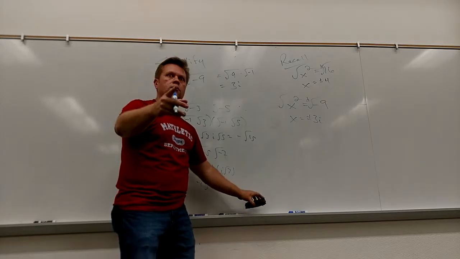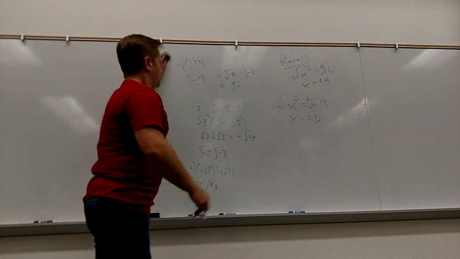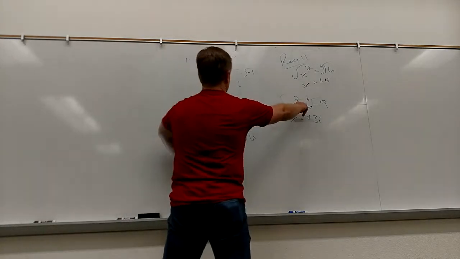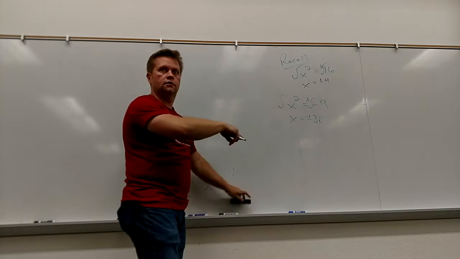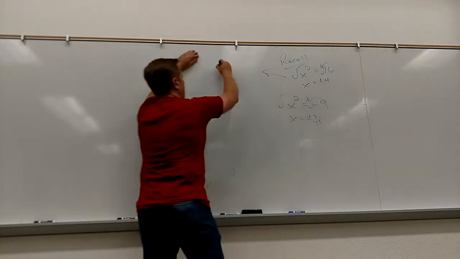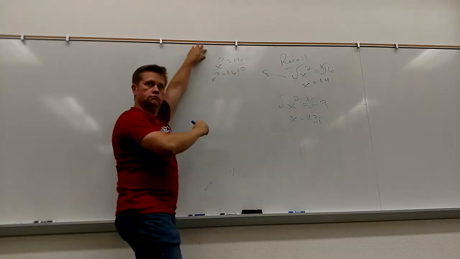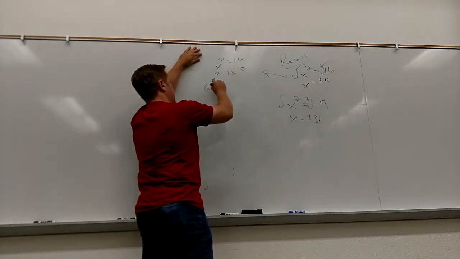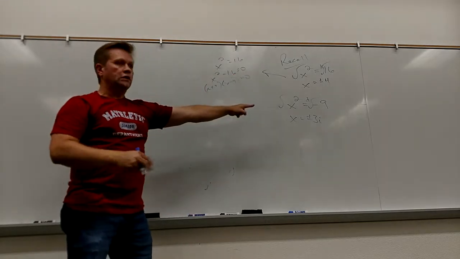Yes, sir? Why do we need plus or minus for the 3i? Because there's going to be two answers, right? And this is a semi-shortcut, to be honest. Watch, I'll show you right now. You ready? On this one, x squared equals 16, I could have written it as x squared minus 16 equals 0. Factor, I'm going to get two answers, right? x equals plus or minus 4.